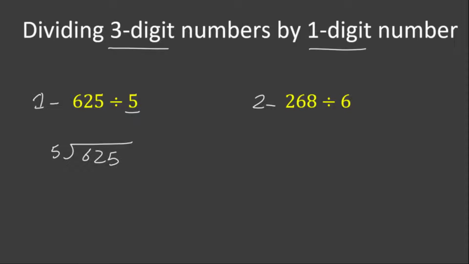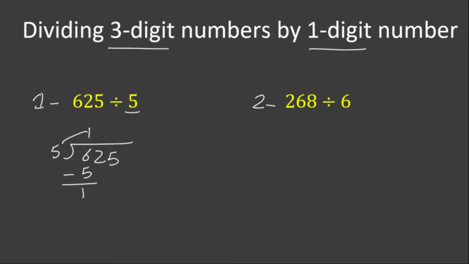We now look first how many whole groups of 5 can we get out of 6. We can get one whole group of 5. 1 times 5 is 5. We write it under the first digit, which is 6, and then subtract. 6 minus 5 is 1.